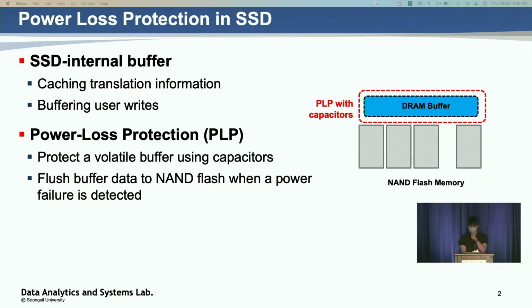Historically, storage devices have been equipped with a small-sized volatile buffer to cache translation information and buffer write requests. However, a volatile buffer loses its data upon a power failure. Enterprise-class SSDs protect the volatile buffer using capacitors. When a power loss is detected, it flushes the buffer data into a specific area in the flash using capacitors. This technique is called PLP.